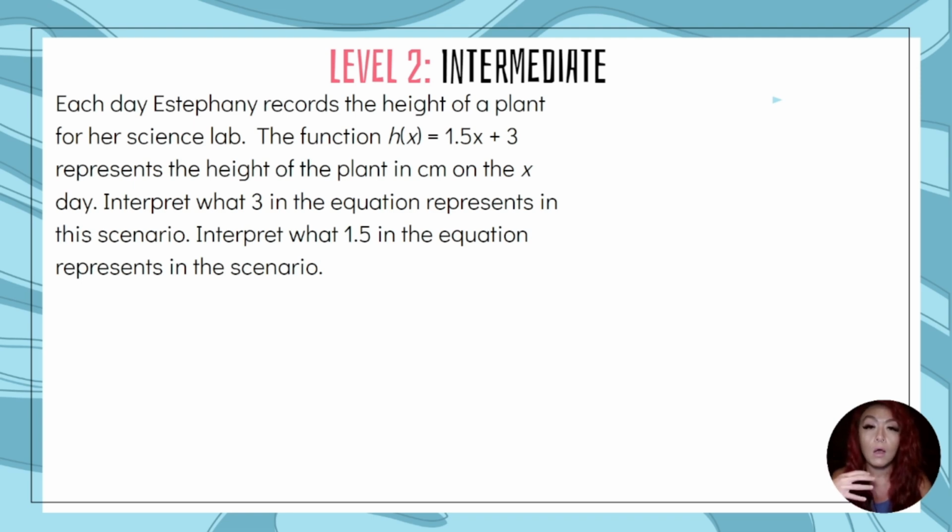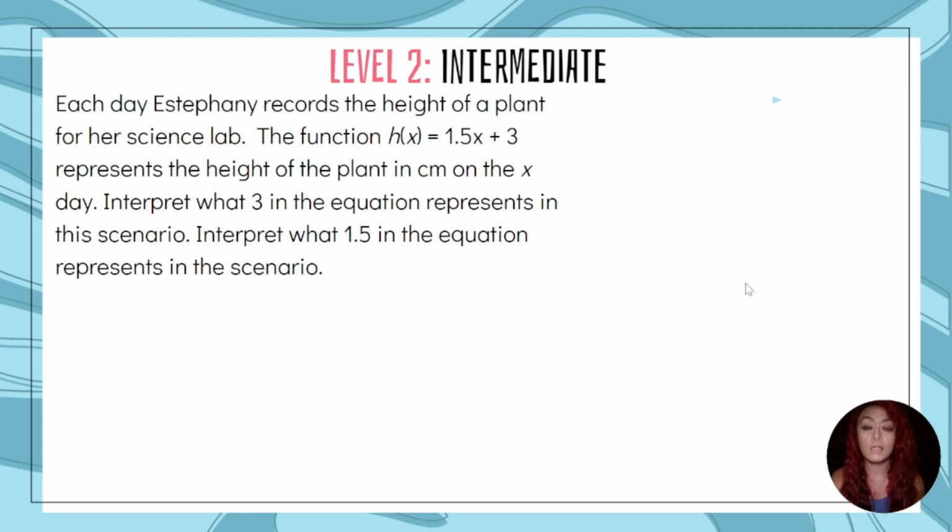A lot of these word problems require you to interpret either what the solution means or what parts of the equation stand for. So in this case, we have a linear equation, and they want us to interpret what each piece of the equation represents in context of the problem.